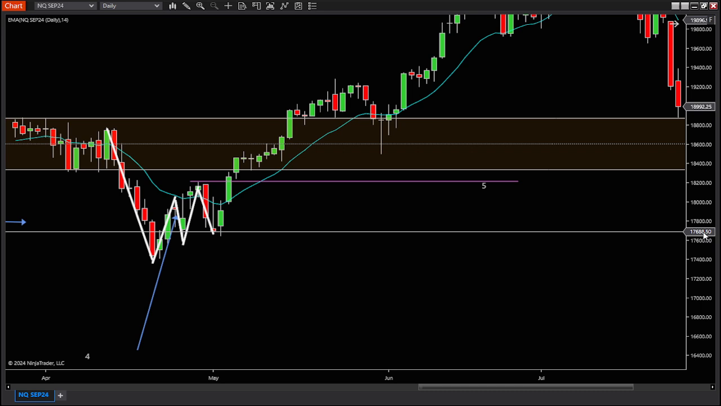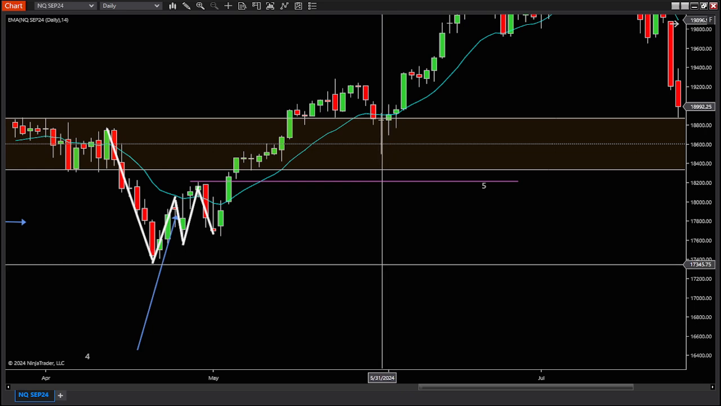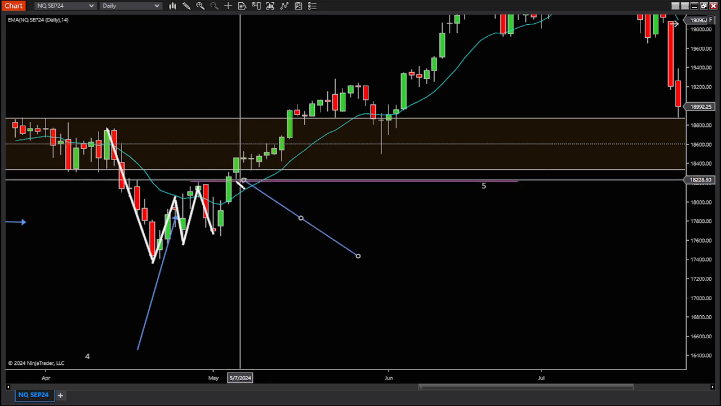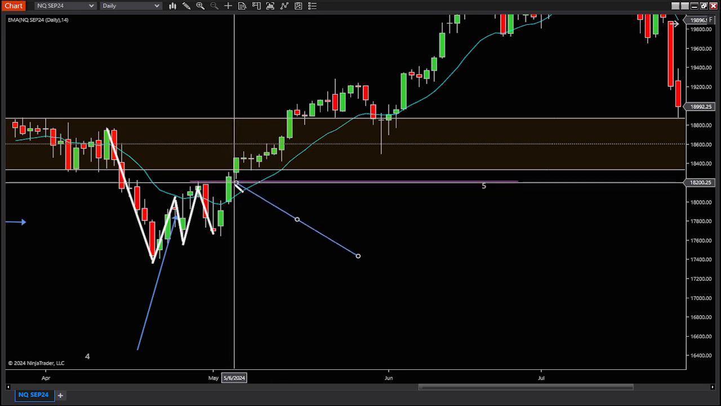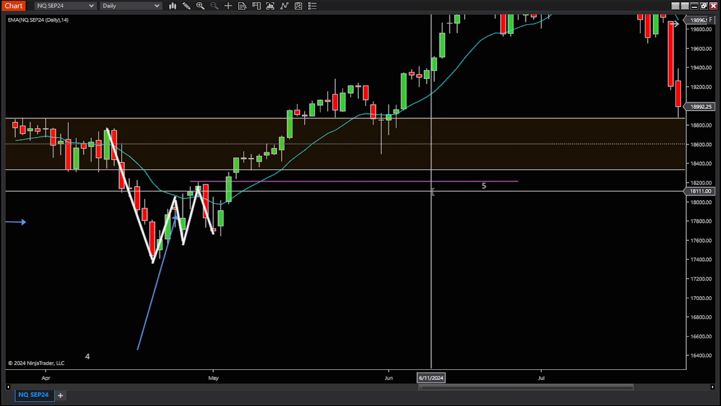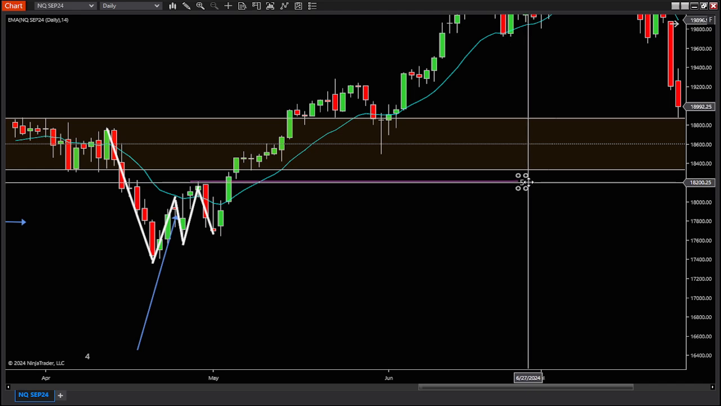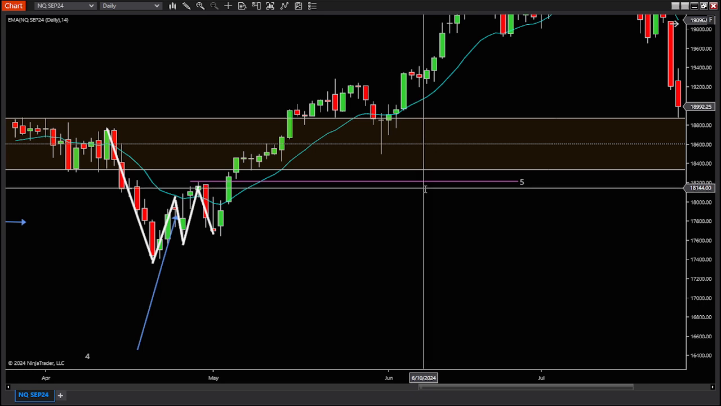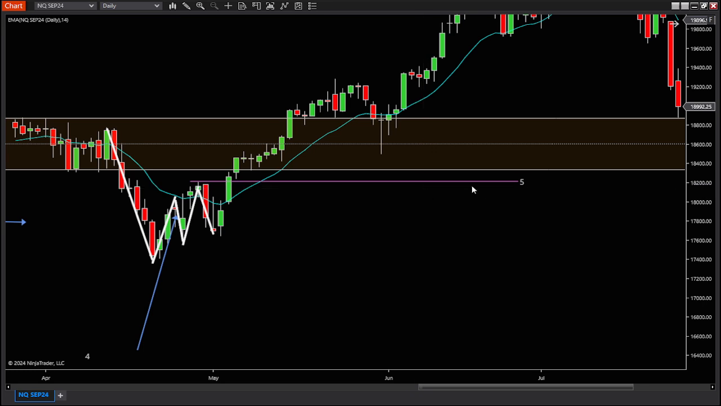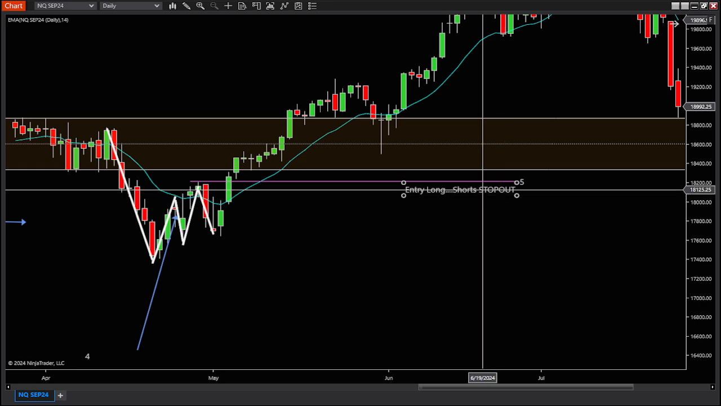So if I'm taking this trade intraday on a faster time frame, a faster tick chart, I'm going to enter one tick or a couple ticks above this stop out area. So we're going to say this is 5. This is going to be entry, long, short, stop out, right? Entry long, short, stop out.